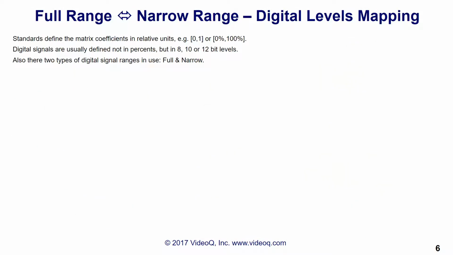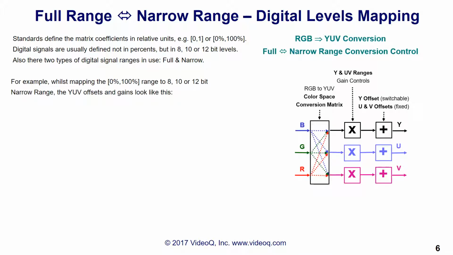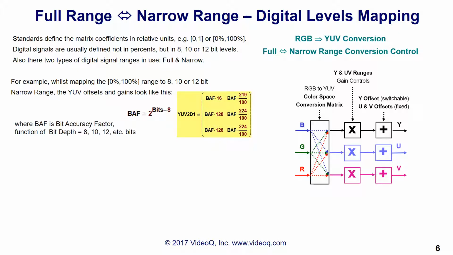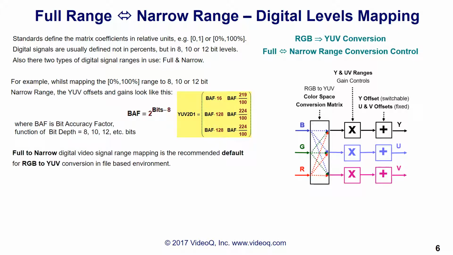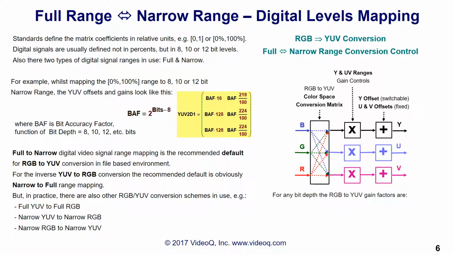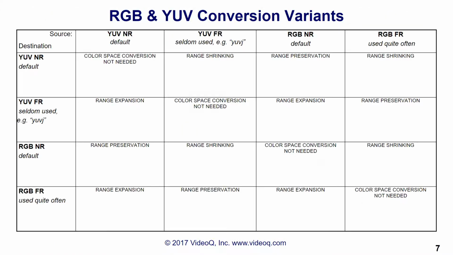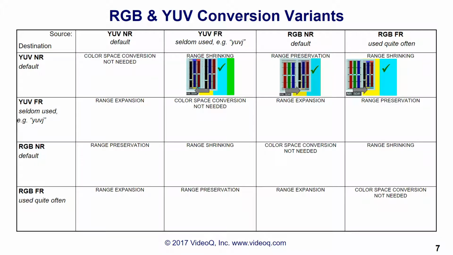Standards authors have good reasons to prefer relative units, such as 0 to 1 or 0% to 100%, but digital signal values are usually defined not in percents, but in 8, 10, or 12-bit levels. And there are two types of digital signal ranges in use, full and narrow, and several conversion schemes: full to full, full to narrow, narrow to narrow, and narrow to full. Not all RGB to YUV, YUV to YUV, and YUV to RGB conversion variants are needed to the same degree, and some of them are used very seldom.